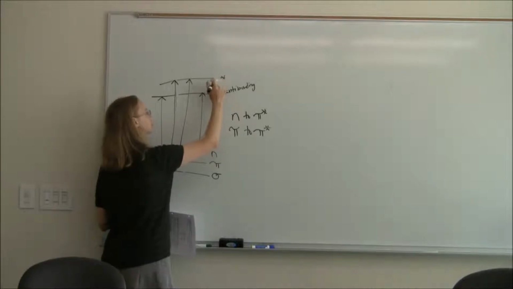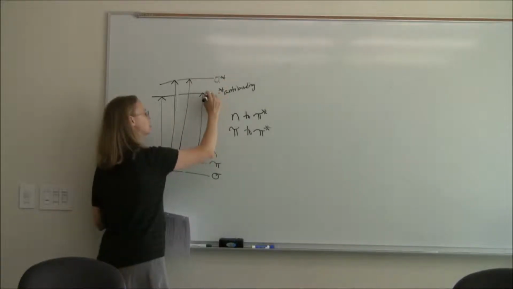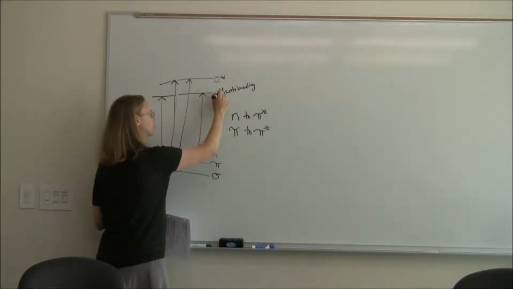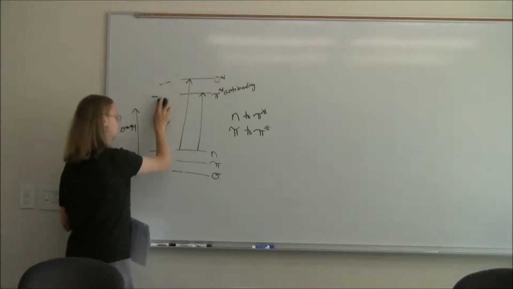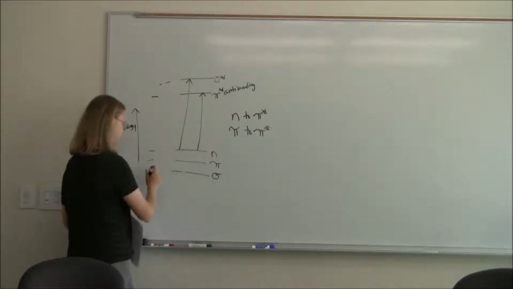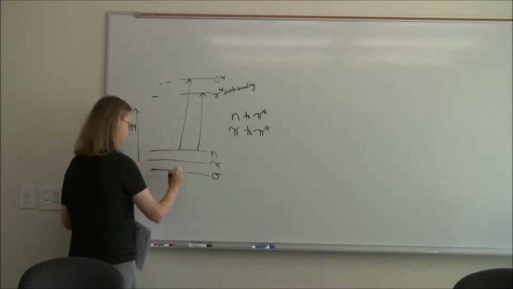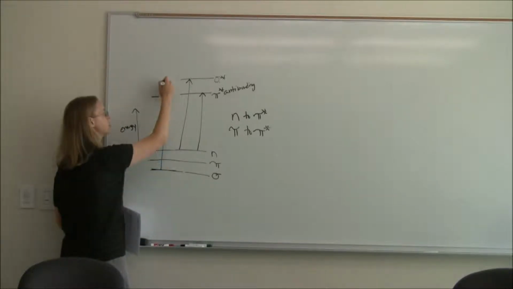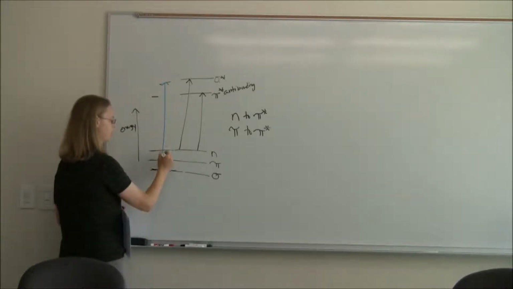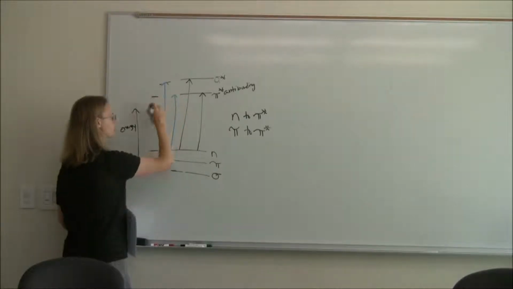Turns out the sigma star is actually higher in energy. Let me correct my diagram. Let's do it again. Make sure I get these. The pi ones don't matter so much. So the sigma star one, that's why it's so difficult. Sigma to sigma star is a lot of energy, whereas pi to pi star is not so much.